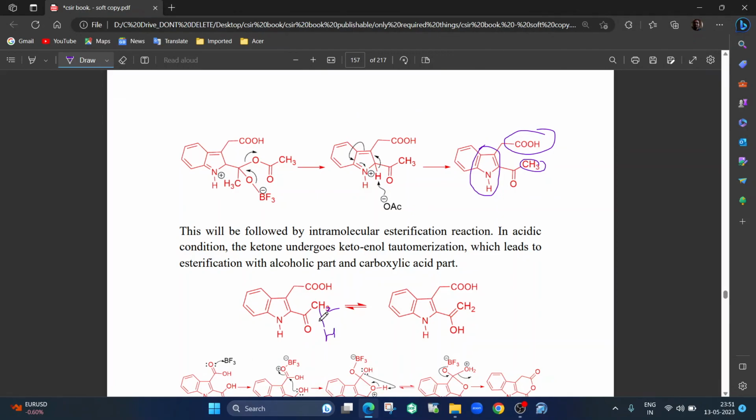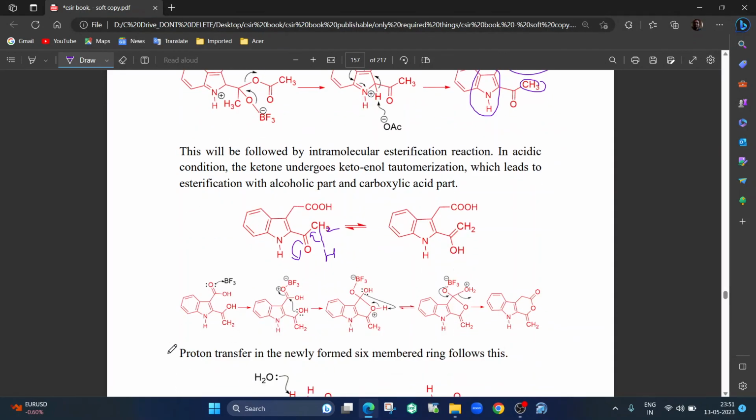So this donates electrons here, and this comes up, and this picks up a proton, and therefore you get a double bond here, CH2, and this becomes OH. Now this OH and this C=O can undergo Friedel-Crafts, can undergo an esterification reaction.